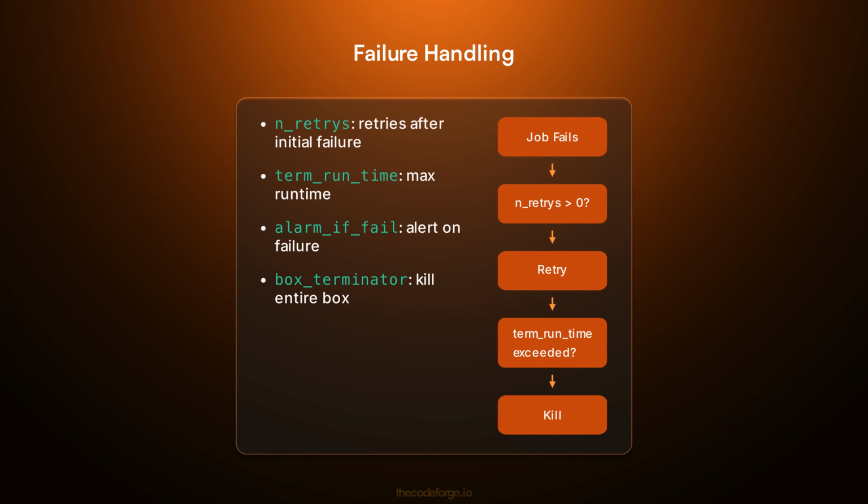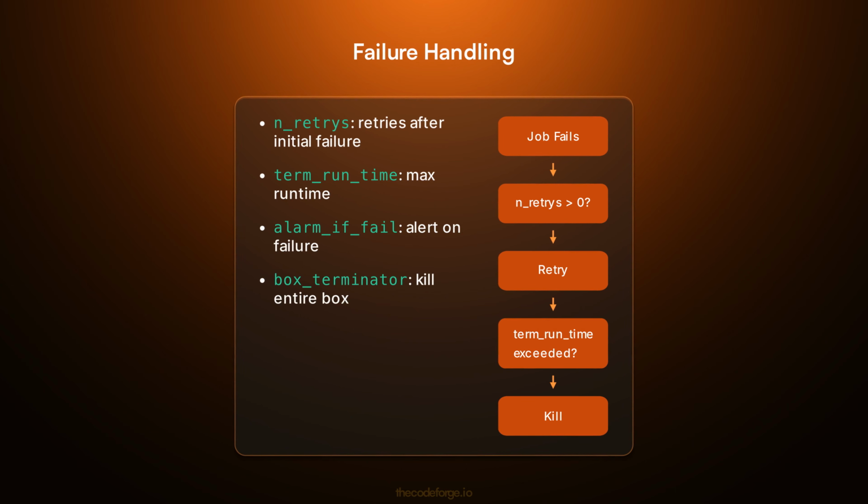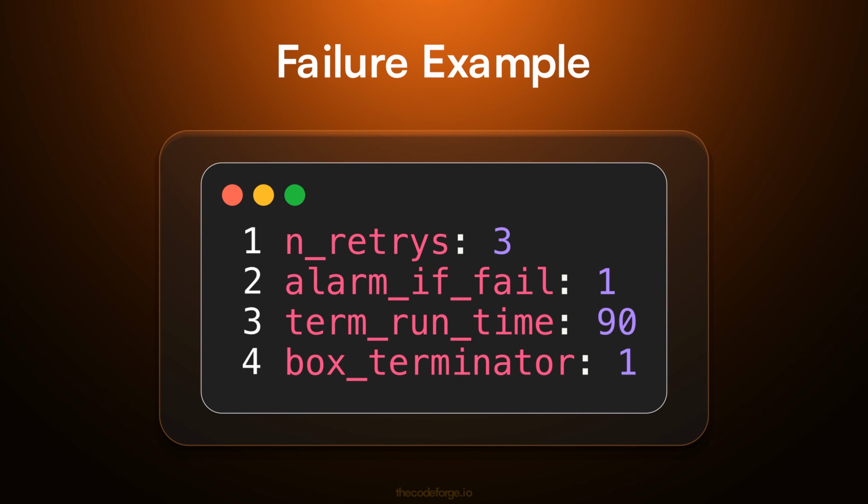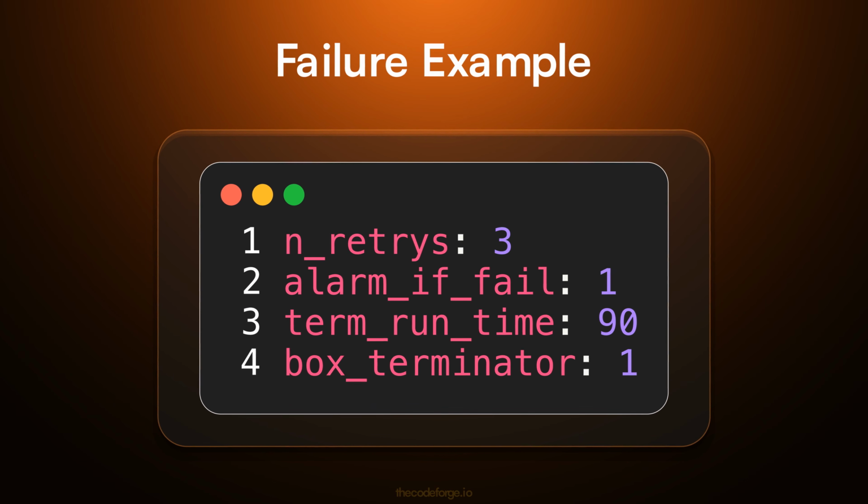Failure handling attributes control retries, timeouts, and notifications. n_retrys is often misunderstood. It's the number of retries after the initial failure, so total attempts equals n_retrys plus 1. This job retries up to 3 times after failure, alerts on final failure, and terminates after 90 minutes. It also acts as a box terminator. If it fails, the entire box is killed.